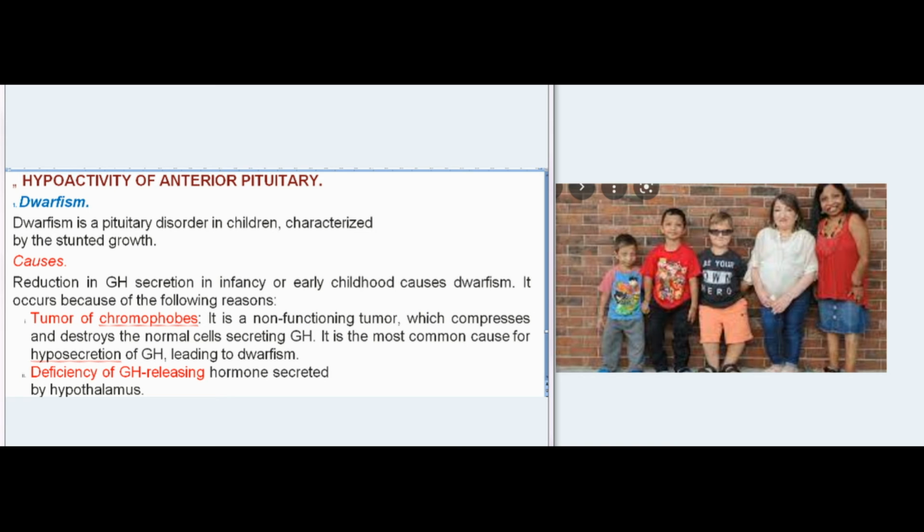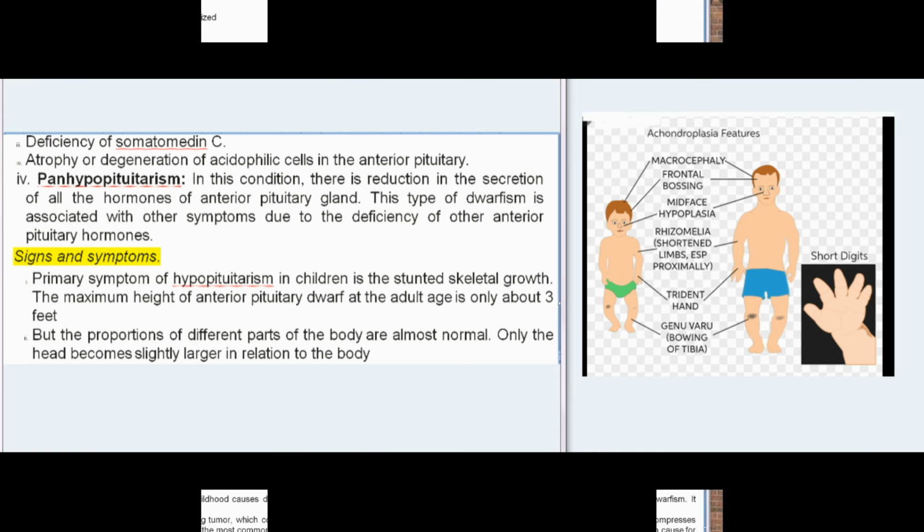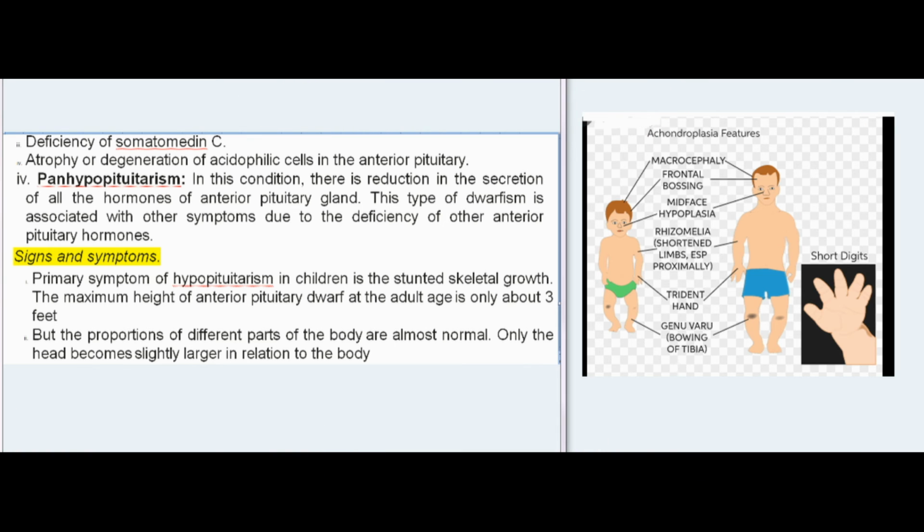2. Deficiency of GH-releasing hormone secreted by hypothalamus. 3. Deficiency of Somatomedin C. Atrophy or degeneration of acidophilic cells in the anterior pituitary. 4. Panhypopituitarism. In this condition, there is reduction in the secretion of all the hormones of anterior pituitary gland. This type of dwarfism is associated with other symptoms due to the deficiency of other anterior pituitary hormones.